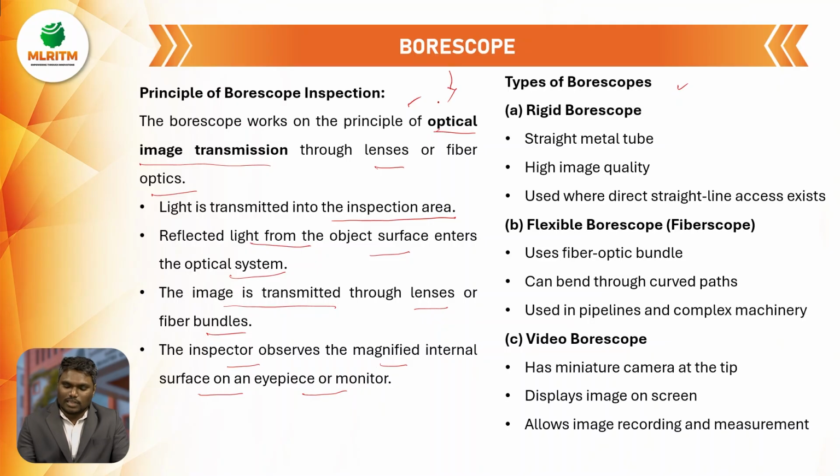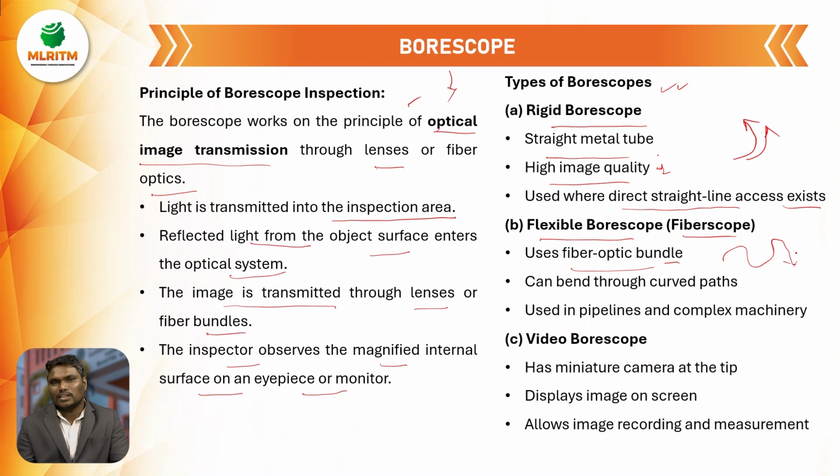Okay, so what are the different types of boroscope? There is the rigid boroscope, as we discussed earlier. It is a straight metal tube. It gives high image quality of the materials, and it is used where direct straight line access exists. It cannot go into a curved path, right? For moving into a curved path, we use the flexible boroscope, also called a fiberscope. It uses fiber optic bundles so that it can move in any curvilinear motion. Right, it can bend through curved paths. It is used in pipelines and complex machinery also.